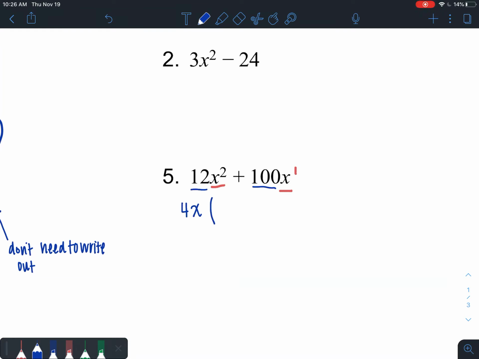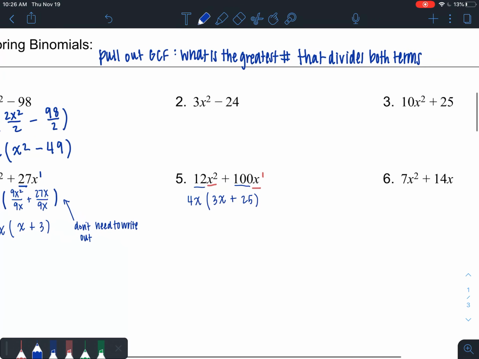So then I'm going to divide 12x squared by 4x. 12 divided by 4 is 3, and x squared divided by x is 1x. And then I'm going to do 100x divided by 4x. So 100 divided by 4 is 25, and x divided by x is 1, so that's just left as 25. All right, and that right there is our final answer.